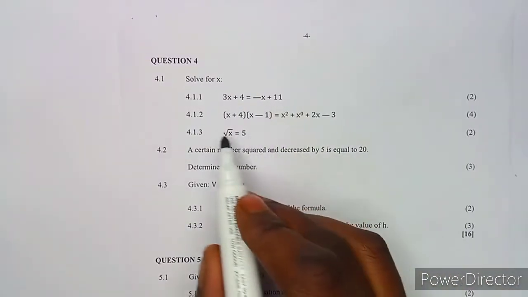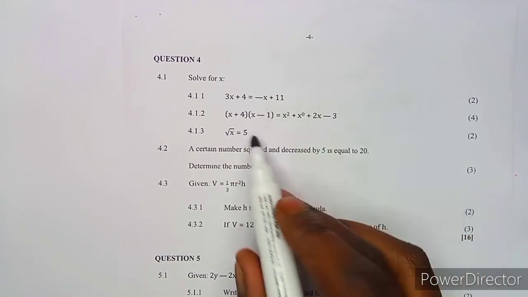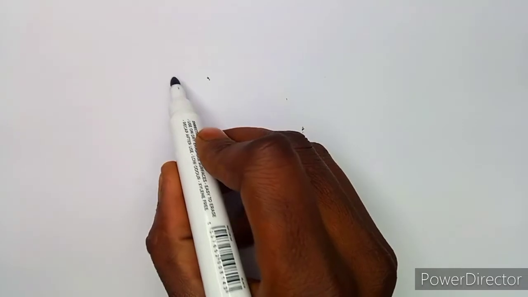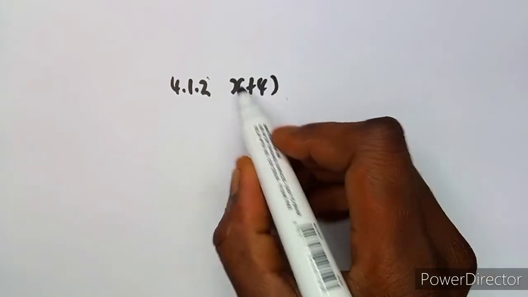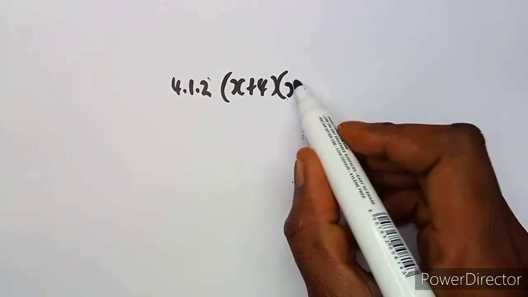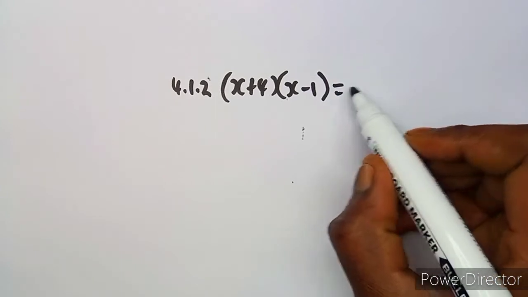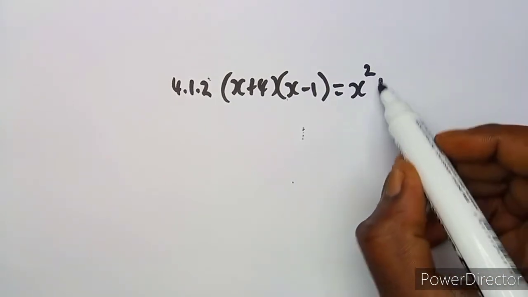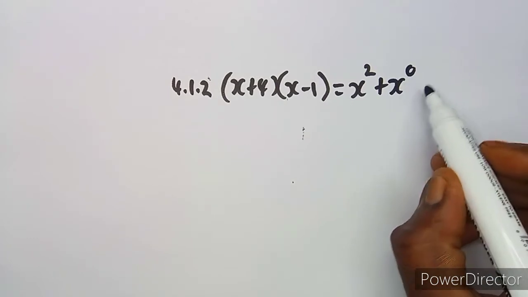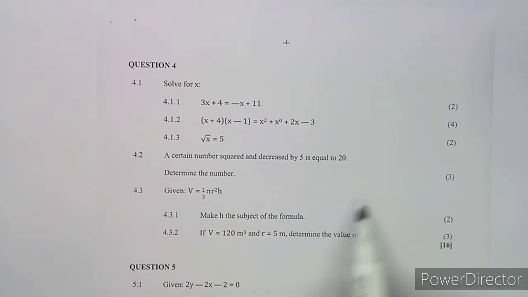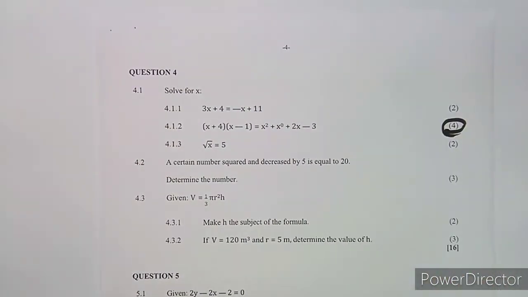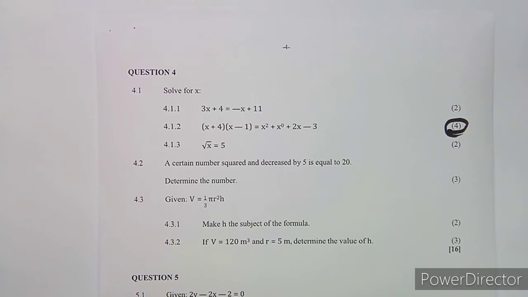Then on 4.12, we have to solve again. Okay, let's just see what type of an equation that is and how we are going to solve this one. As you can see, there are brackets there, which means there is something that has to do with expansion of brackets. All right, so this is x squared plus x to the exponent of 0 plus 2x minus 3. So these guys, they just want to test you. Do you know the laws? Do you know how to connect the laws? It's not about an equation, but it's also about some of the laws from other topics also.